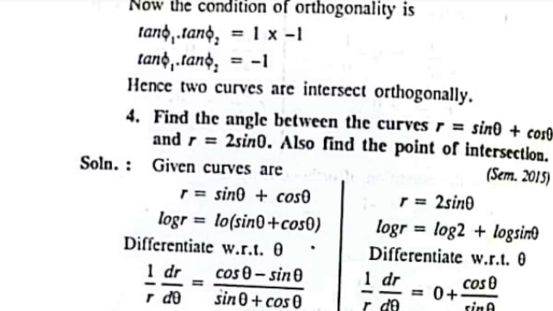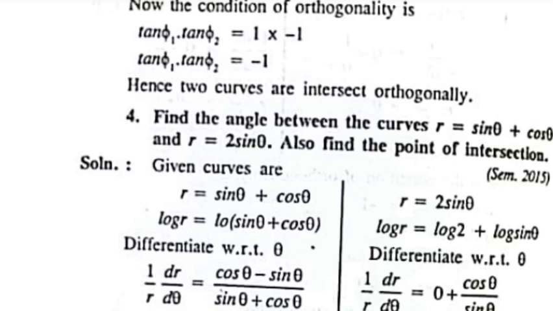Differentiate with respect to θ. So you will get 1/r dr/dθ on the left, since the differentiation of log r is 1/r times dr/dθ. On the right, log(sin θ + cos θ) gives 1/(sin θ + cos θ), and differentiating sin θ + cos θ you get cos θ − sin θ. Then reverse this: r dθ/dr, and this is also reversed, (cos θ + sin θ) divided by (cos θ − sin θ).